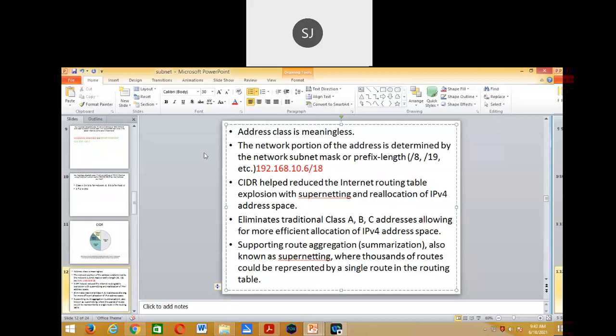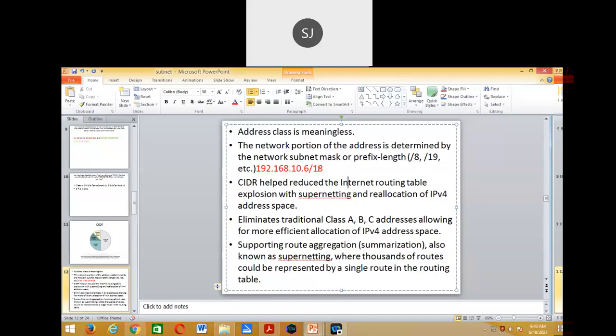To overcome that rigidity, we go for CIDR notation, classless interdomain routing notation. The number that follows the slash, the prefix length, indicates how many bits are used for network ID, and 32 minus that number indicates how many bits are used for host ID. Is it clear?